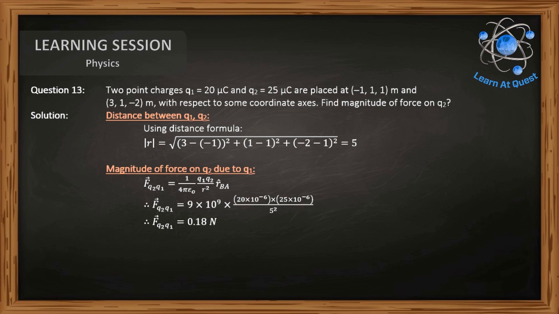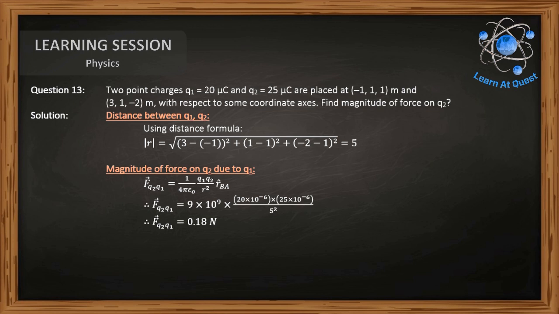First, we'll find out the distance between the two charges Q1 and Q2. Here the two points are -1, 1, 1 and the coordinates of the second is 3, 1 and -2. We know that the distance between these two can be found by using the distance formula. Here, using the distance formula, we get the distance between the two charges Q1 and Q2 equal to square root of (3 minus -1) whole square plus (1 minus 1) whole square plus (-2 minus 1) whole square, which we can evaluate and is equal to 5 units. Now, therefore the value of r, which is the distance between the two charges, is 5 units.